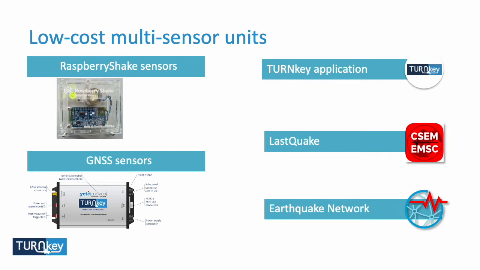The second sensor we have is the GNSS sensor from Yet It Moves, and they are co-located at some sites. The GNSS sensor is generating the raw GNSS packages, and the Raspberry Shake sensor is extended with a functionality which can transmit not only the seismic data, but also the GNSS data. These two data types are finally forwarded to the acquisition platform of TURNkey, and from there it goes into either the seismic processing or the GNSS processing. I think Benedict, in the next talk, has a few more slides on that topic.